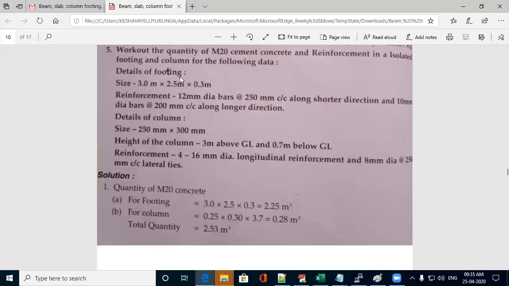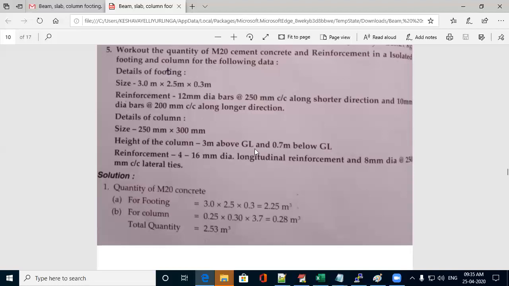Coming to the details of the footing, it is of size 3 meter by 2.5 meter and 0.3 meter depth. Reinforcement details: they have given 12 mm dia bars at 250 mm center to center along the shorter direction, that is along 2.5 meter, and 10 mm dia bars at 200 mm center to center along the 3 meter direction. Details of the column are: it is a column of size 250 mm by 300 mm.